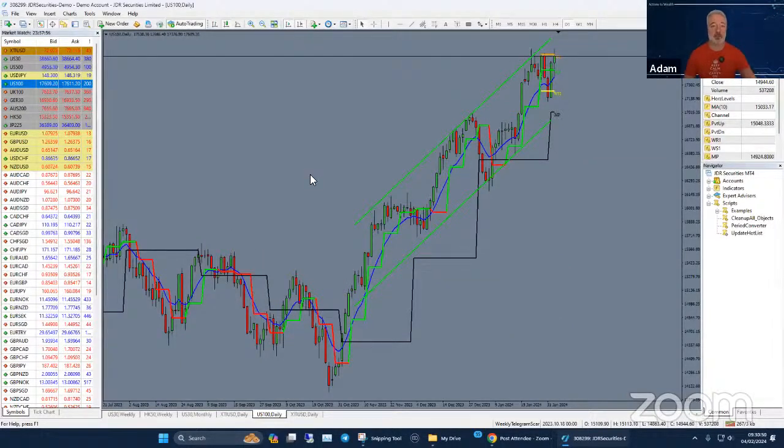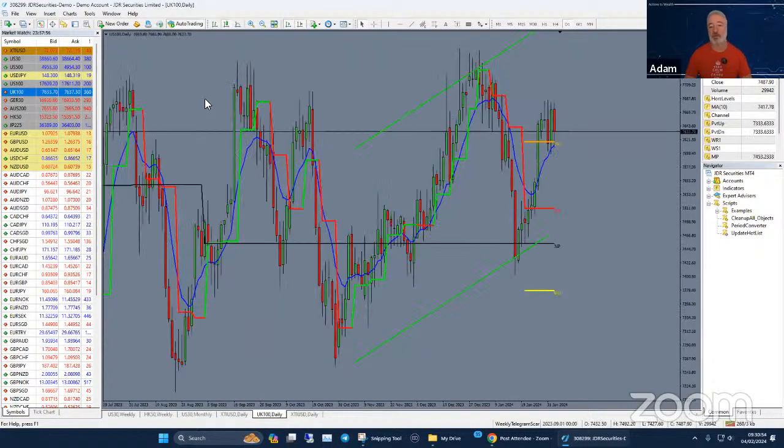Now, interesting, I live in the UK, but the FTSE, the UK 100, is one of the worst indices. It's one of the absolute worst indices, and it always has been.